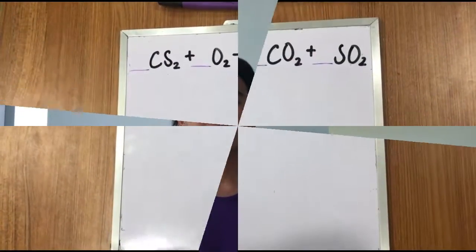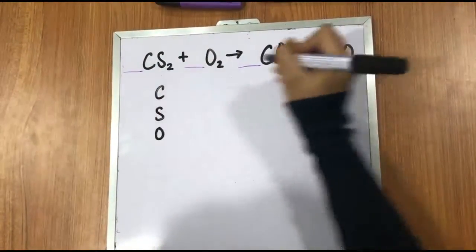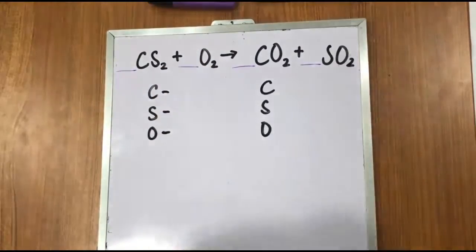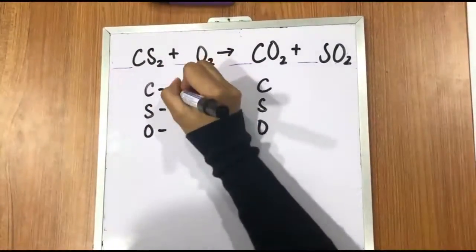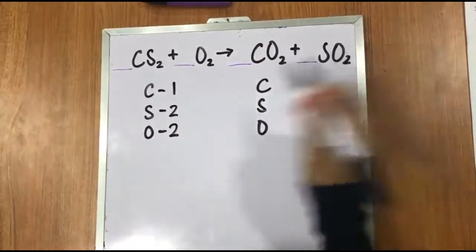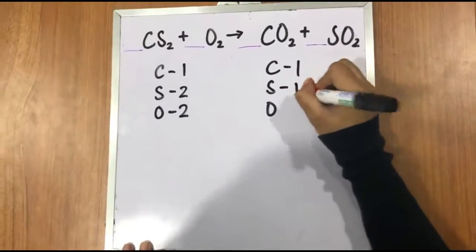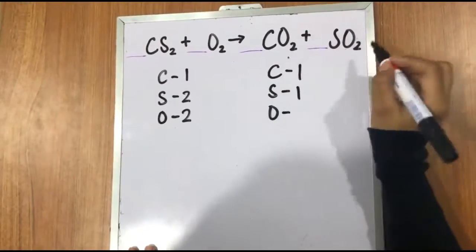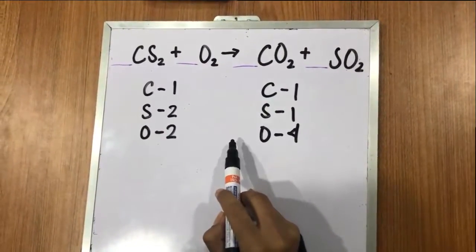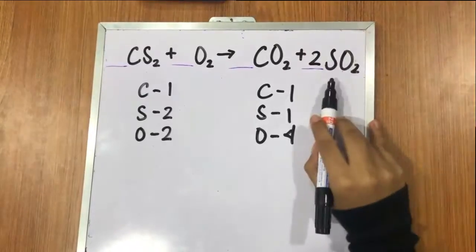We can see here that the elements used are carbon, sulfur, and oxygen. We will write its subsequent subscripts. Now, carbon is 1, sulfur is 2, oxygen is 2 as well. Now, into the other side, carbon is 1, sulfur is 1, and oxygen is 4. See here that sulfur and oxygen are not equal. So, we will add a coefficient of 2 to this.